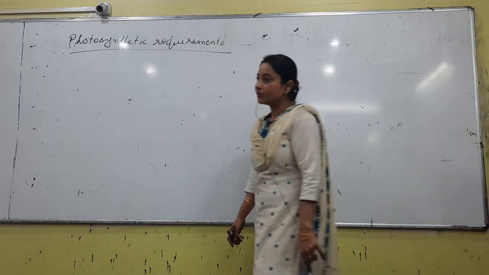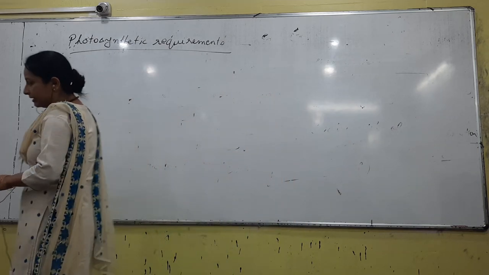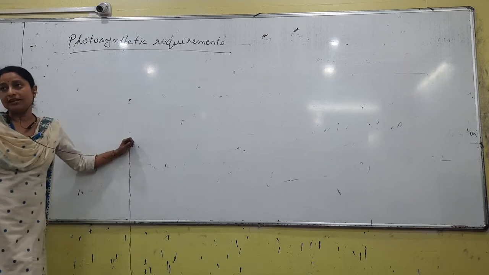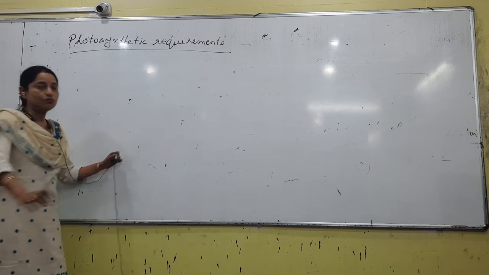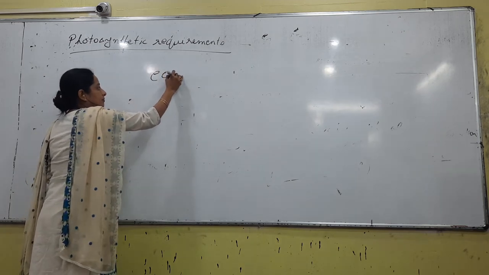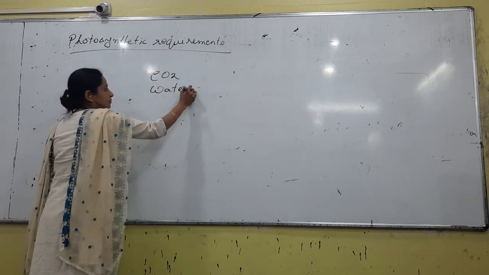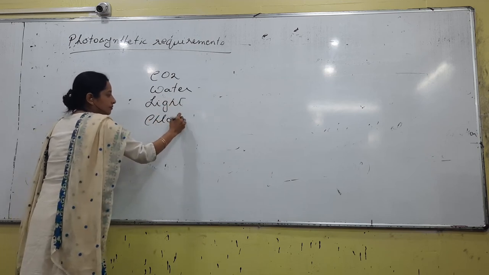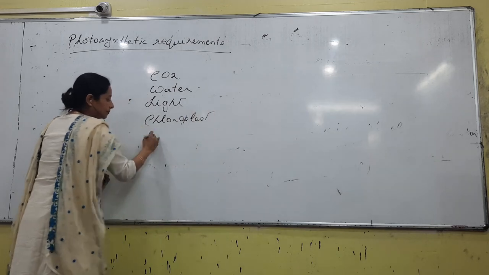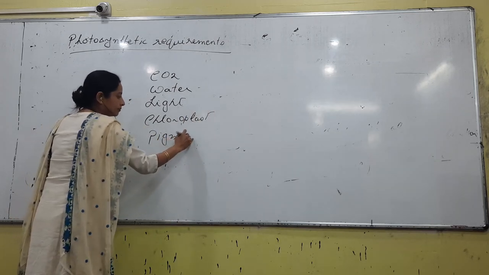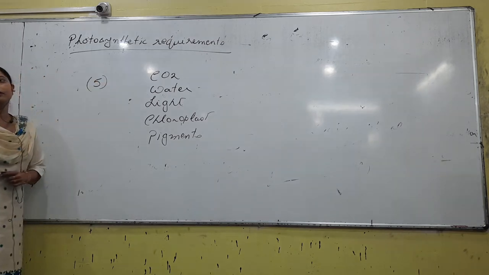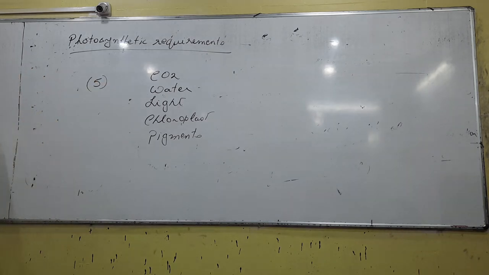I think it's clear? Okay. Next, we have to talk about this one. Whenever we talk about requirements, for plants to photosynthesize, they should have certain requirements. And what are the requirements? All the requirements have been categorized under 5 headings.